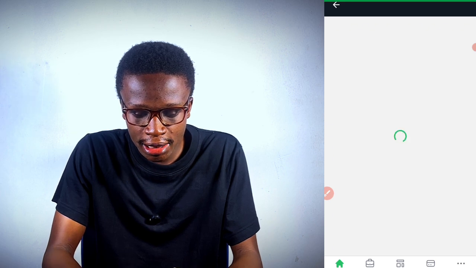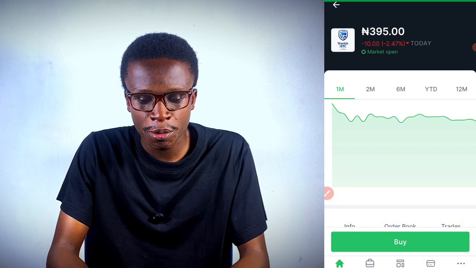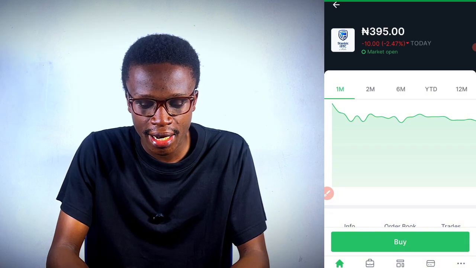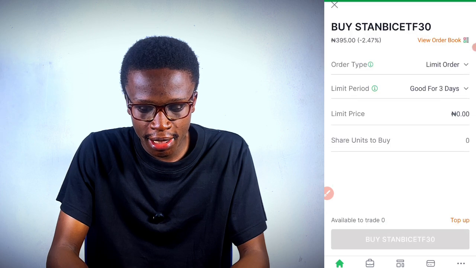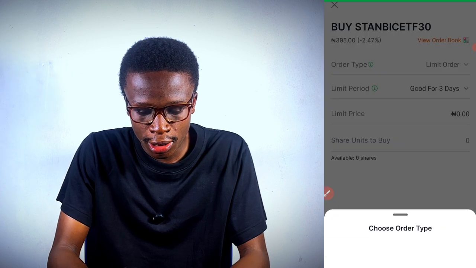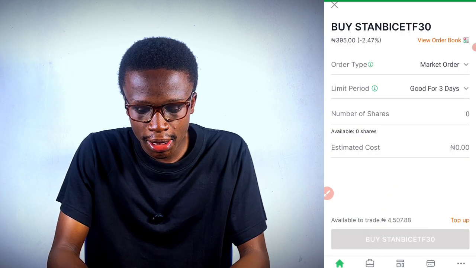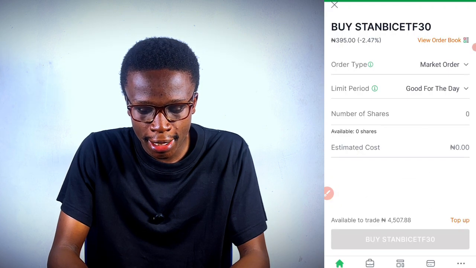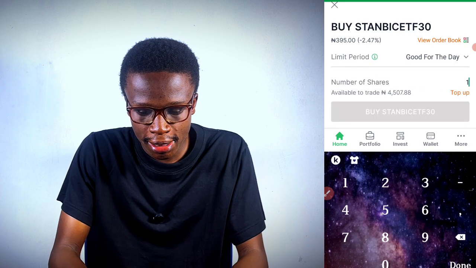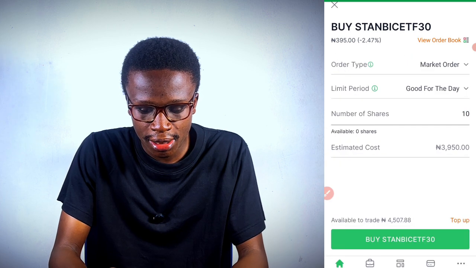After clicking on Stanbic IBTC ETF 30, when it loads, you can see the information of the stock, 395 naira at the moment. I'll click on buy. After clicking on buy, I'll switch from limit order to market order. Then I'll click on good for the day for the limit period. Then I'll enter 10. I want to just get 10 shares. And once I do that, you can see the price of 10 shares, that's 3,950.